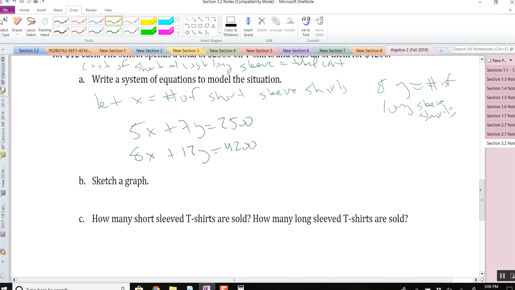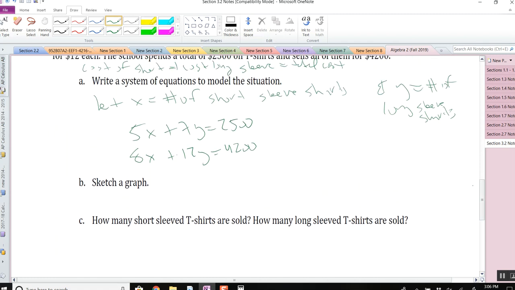Now you could sketch a graph. Personally, I would not do that. I think it's a little bit wild to do that. I would just use the elimination technique. Now you could graph in your calculator. I've shown you how to do that, if you so desire. And there's some other techniques I'll show you guys as well later in this unit.